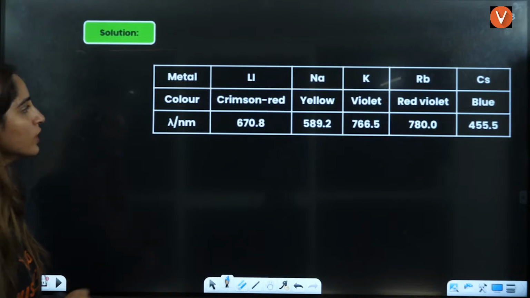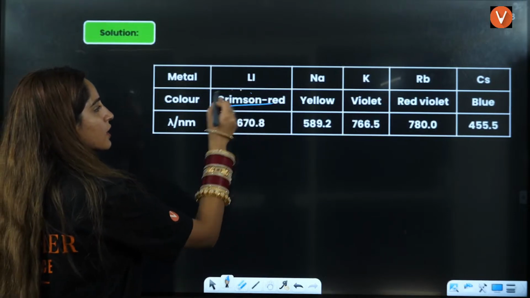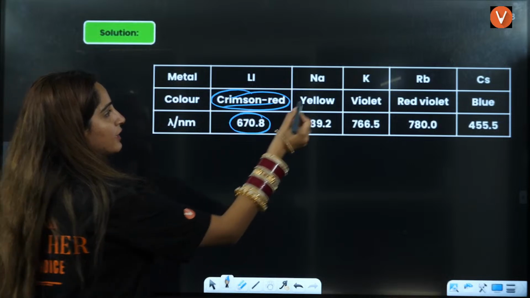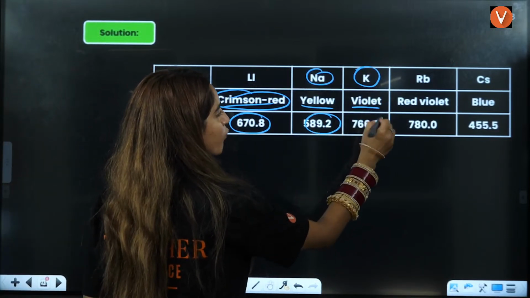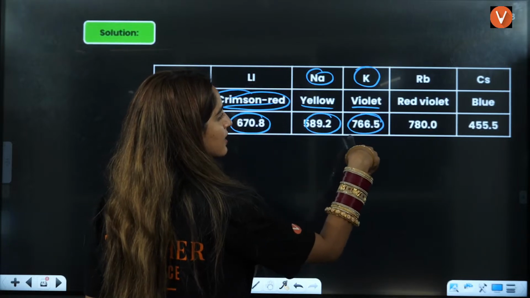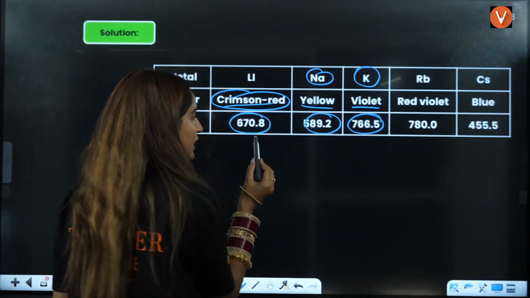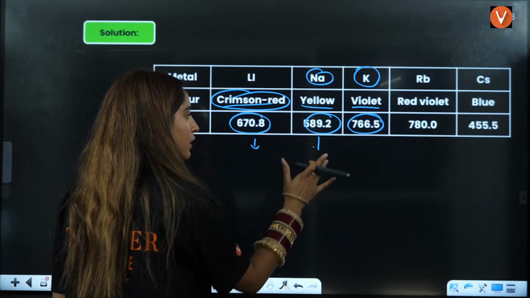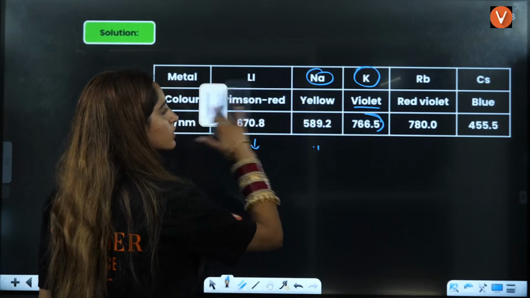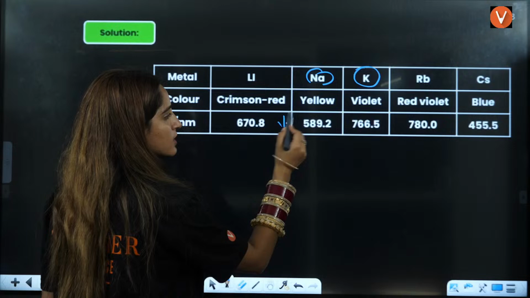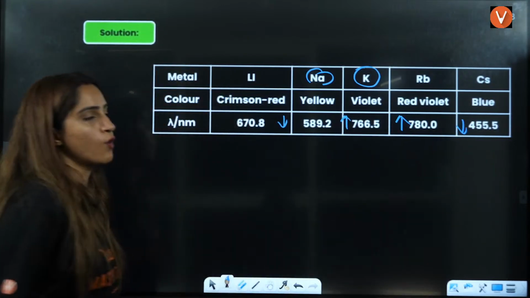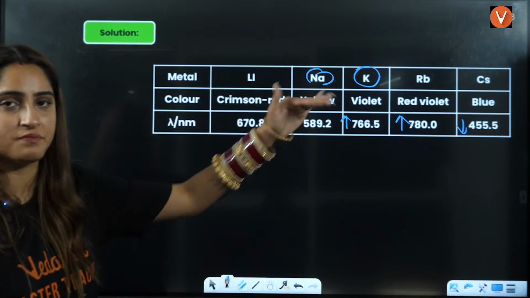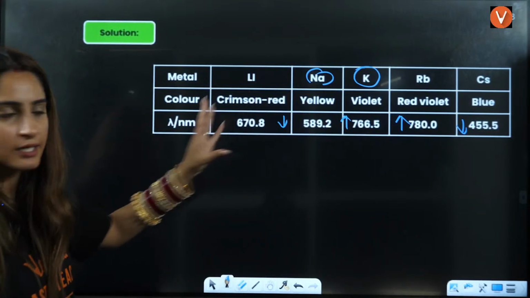Understood? Lithium is crimson red, so 670. Sodium is yellow, 589. Potassium is violet, 766. Again, it has increased, right? First it will decrease from this to this wavelength, then increase, then again decrease. That is the change in the wavelength, right?